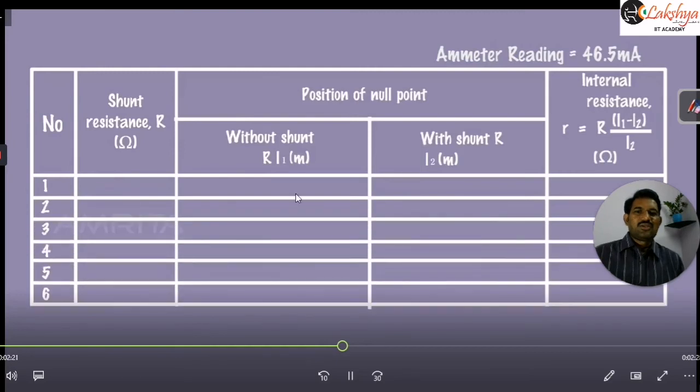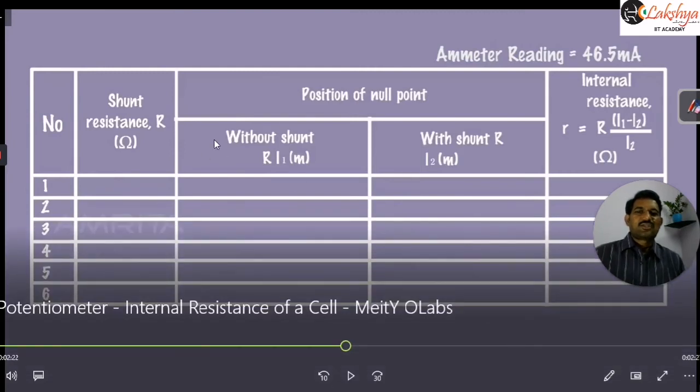So then the table will be like this. The table will have shunt resistance, how much we are connecting across the cell. Then without shunt, first we find the balancing length. Next, by including the external resistance, we find the balancing length. Then by using this, we find the internal resistance.